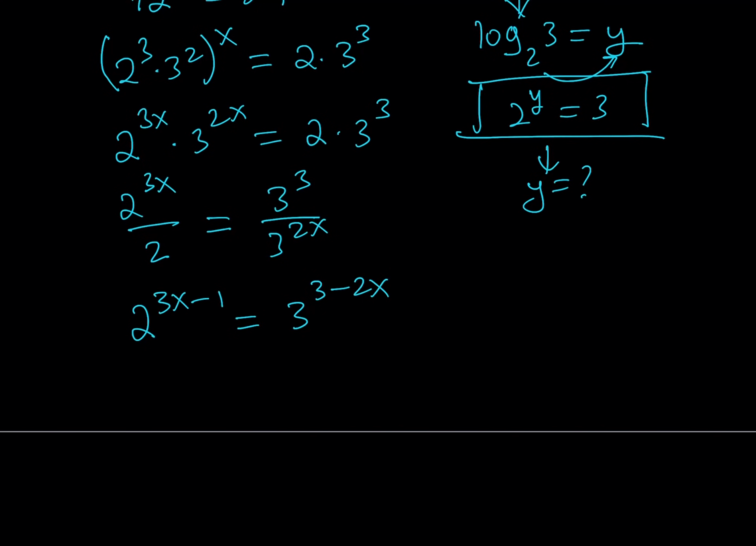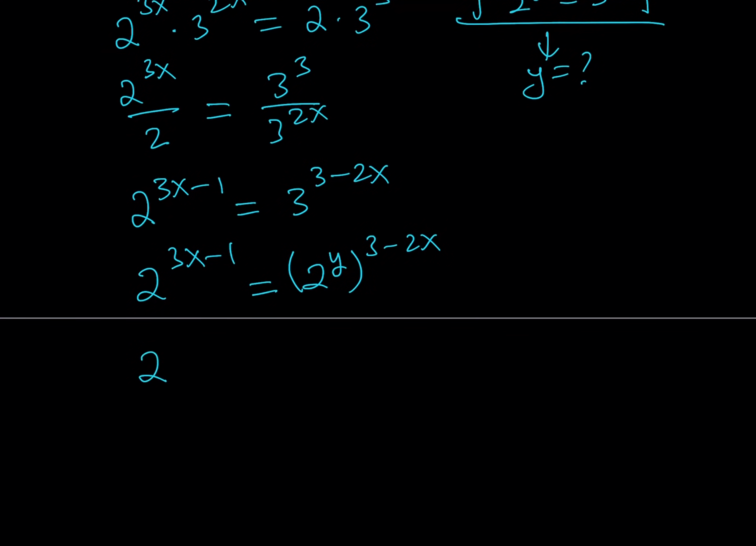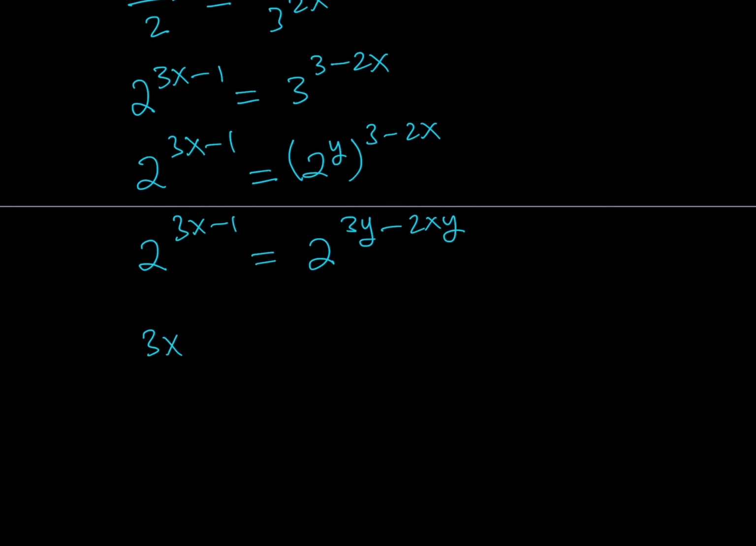We're going to be replacing 3 with 2 to the power y. Replace 3 with 2 to the power y, and then that'll be multiplied by this. And then from here, we're going to be getting a nice equality. If you distribute the y, you get 3y minus 2xy. And now we have a situation where the bases are equal, so the exponents are also equal. From here, we get that 3x minus 1 equals 3y minus 2xy.